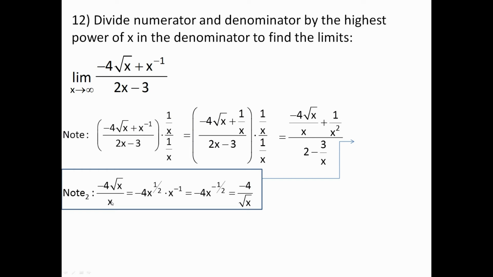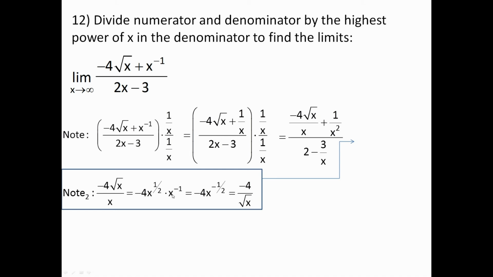And then dividing by x is the same as multiplying by x to the negative 1, because again, and this is the second time we're seeing this in this problem, a negative exponent is 1 over whatever it's being applied to. So x to the minus 1 is 1 over x. So this numerator, negative 4 square root of x, is the same as negative 4x to the 1/2. And dividing by x is the same as multiplying by x to the negative 1.